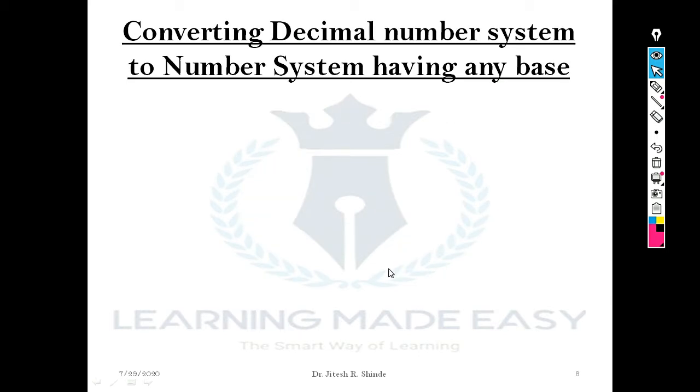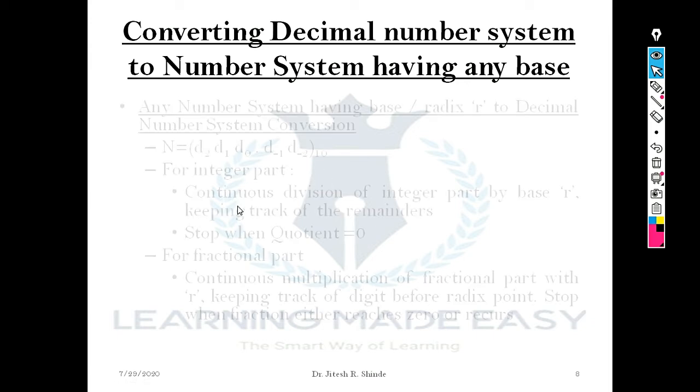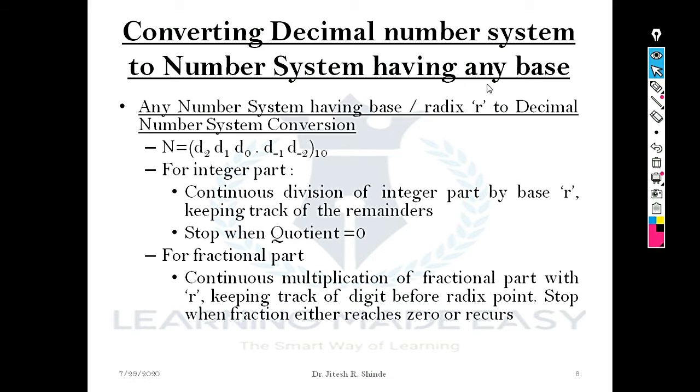Moving further, now let's see how we can convert a decimal number system to a number system having any base. Assume the number N in decimal number system is D2 D1 D0 dot D to the base -1 D to the base -2 having base 10. For the integer part, the concept is continuous division of the integer part by base r, keeping track of remainders. Stop when quotient is equal to 0. With the example, it will be more clear.